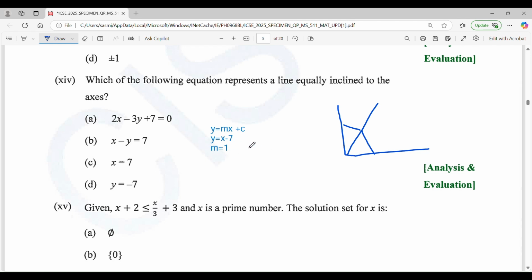So y equal to mx plus c with m equal to 1. So this one, x minus y equal to 7, is the only answer. x equal to 7 means there is no y. y equal to minus 7 means there is no x, and this is not in the form of m equal to 1. Next one.